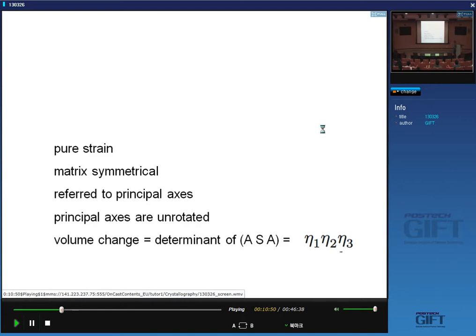And the volume change due to that deformation is given by the determinant of that matrix, which in this case happens to be just the product of eta 1, eta 2, and eta 3. And do you know what that volume change would be, roughly, for the austenite to ferrite transformation? Approximately? About 3%. Okay? Now, there's a small mistake here. This is not a volume change, it's the ratio of the volumes of the two unit cells. Okay? Ratio of the volume of the unit cell of austenite, which is body-centered tetragonal, and the unit cell of ferrite.